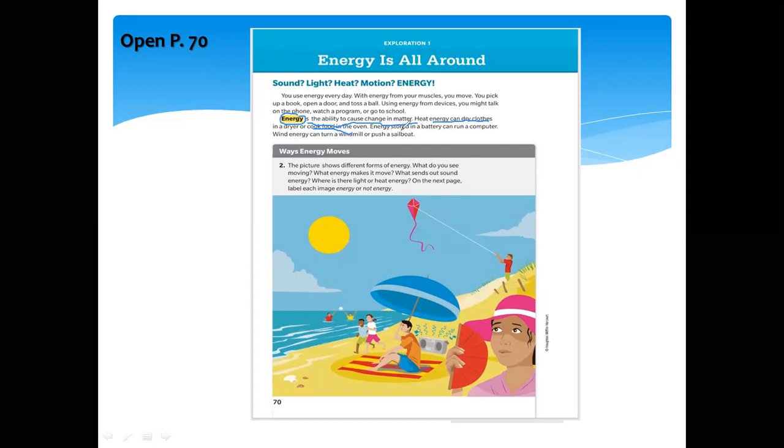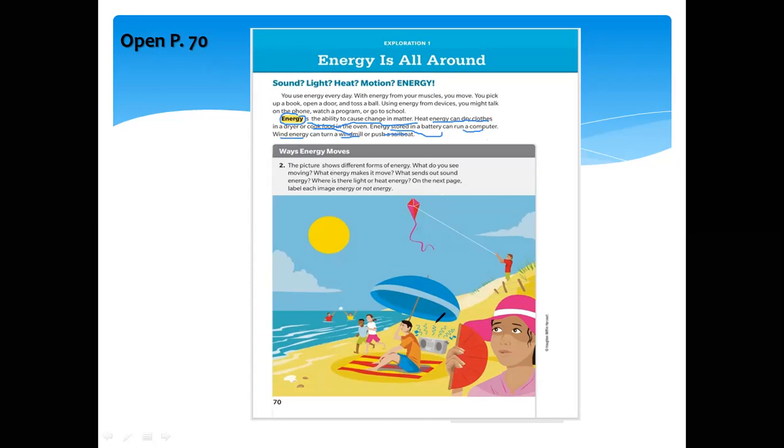Energy stored in a battery, which we talked about, the chemical energy, can run a computer by turning to electrical energy. Wind energy can turn a windmill or push a sailboat. All of those things are changes in matter, so we can call it energy.